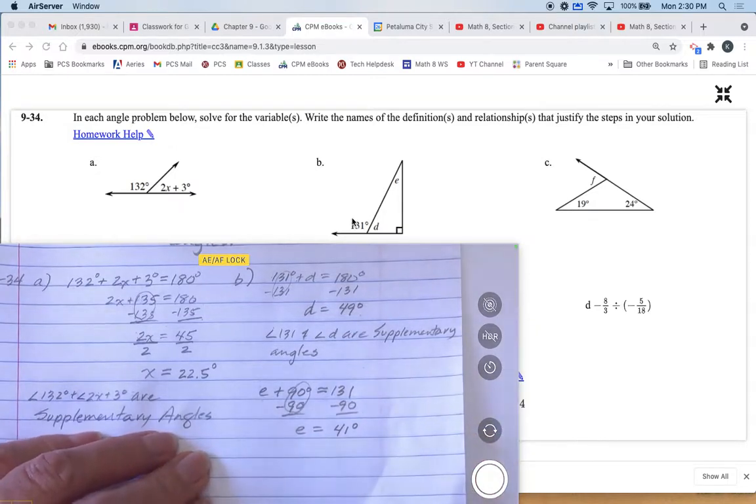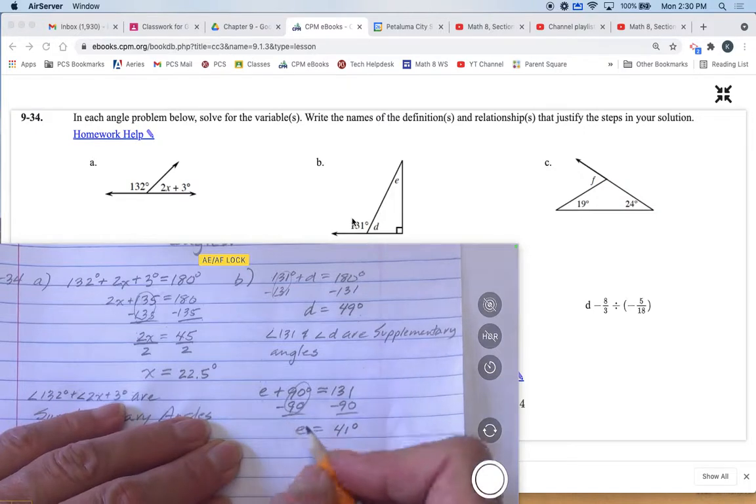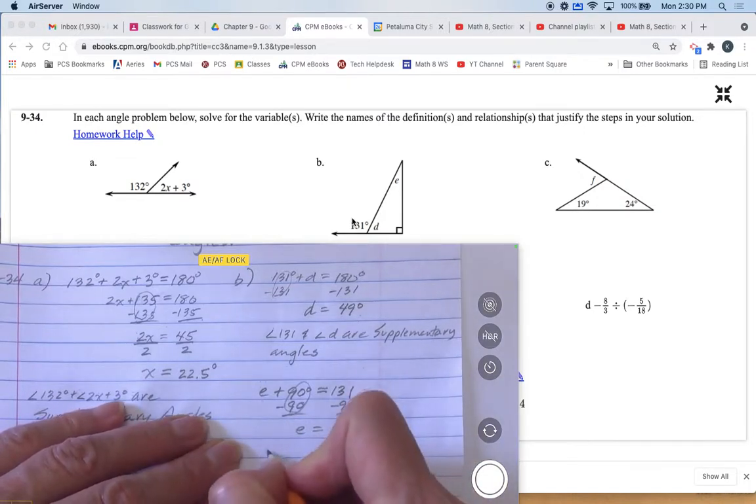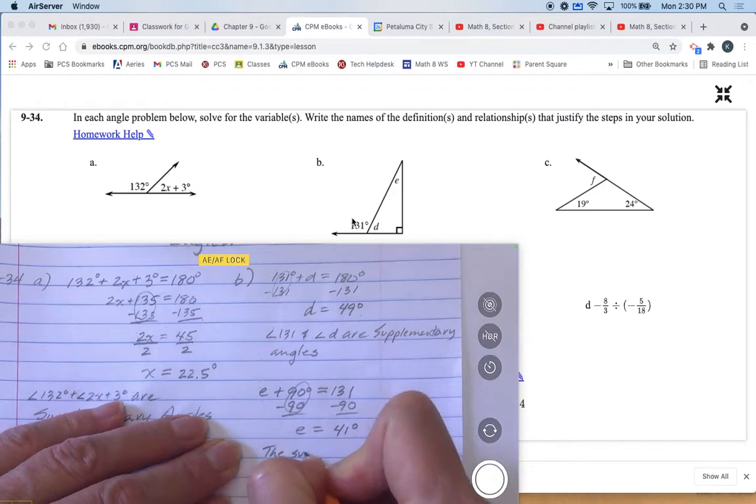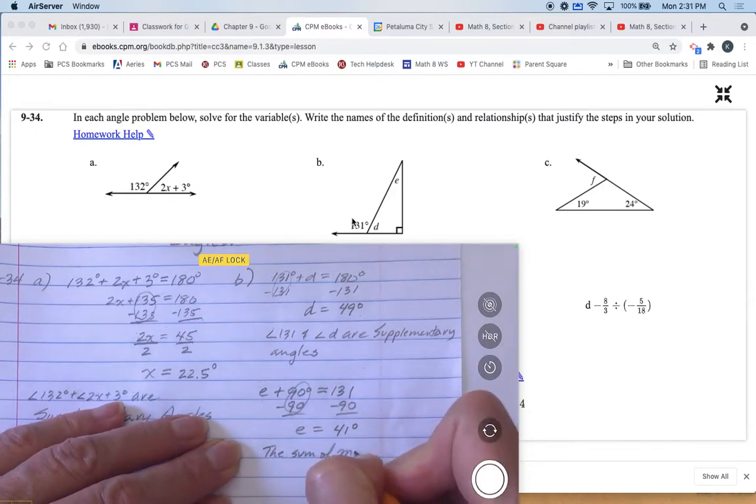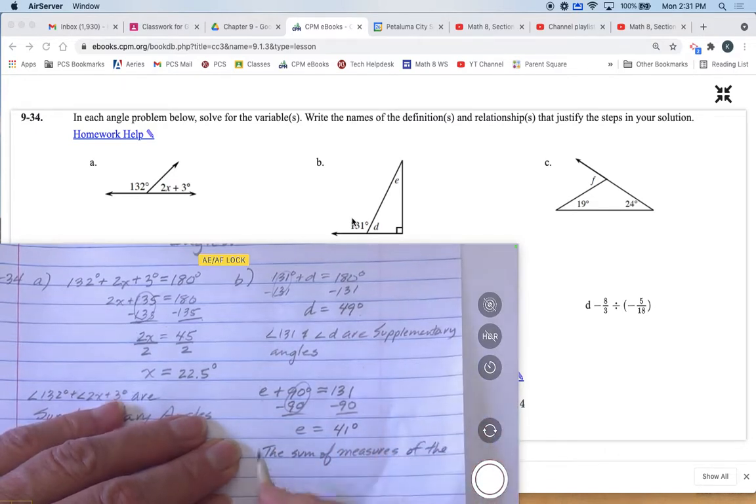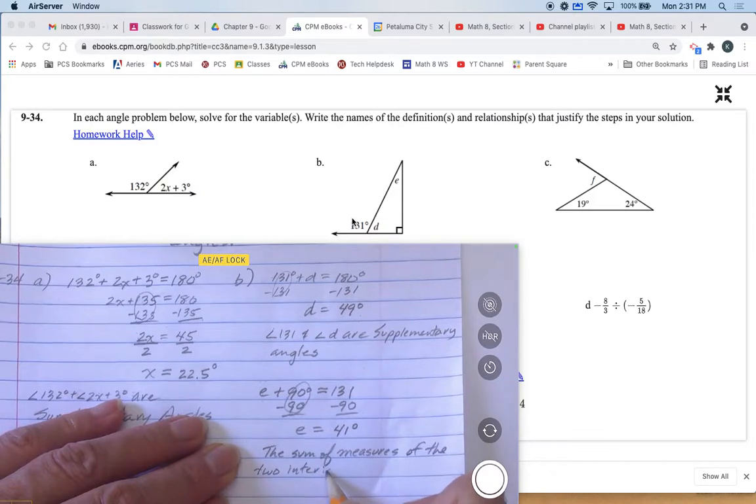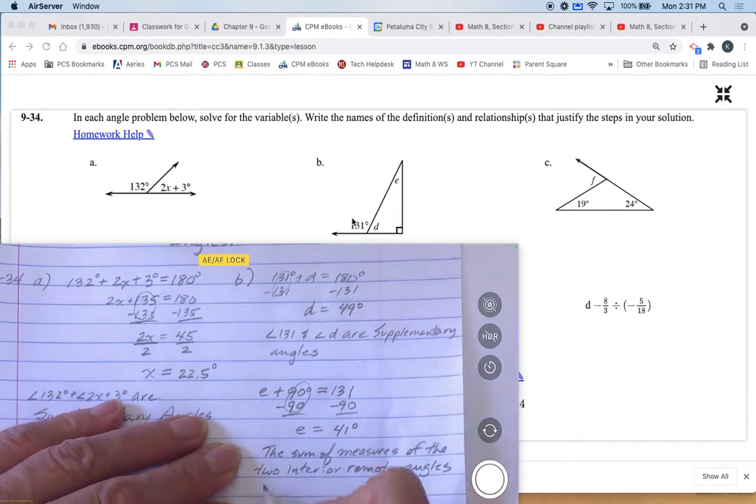And I know it because the sum of measures of the two interior remote angles are equal to the exterior angle.